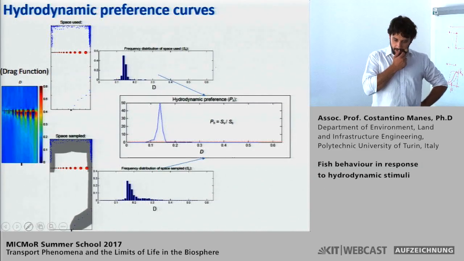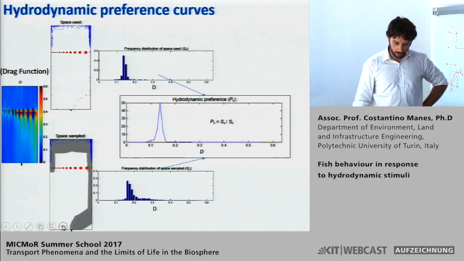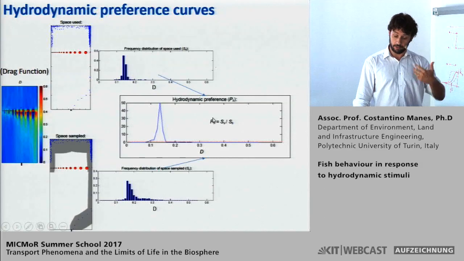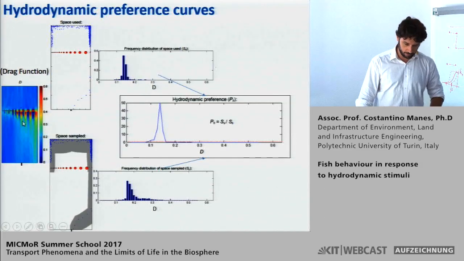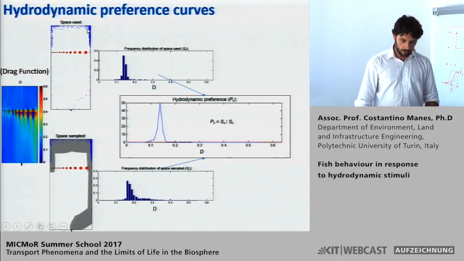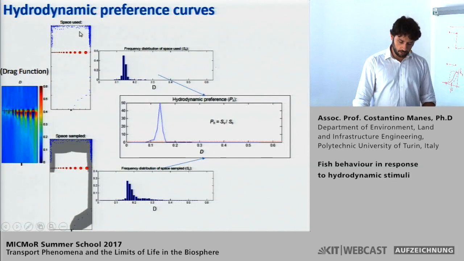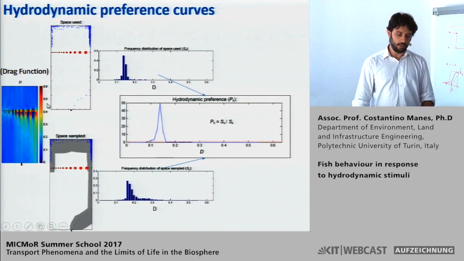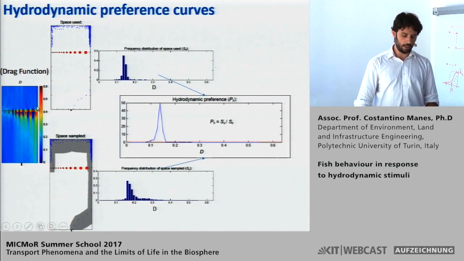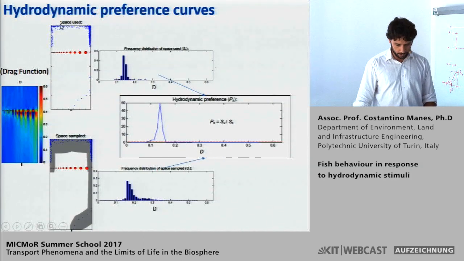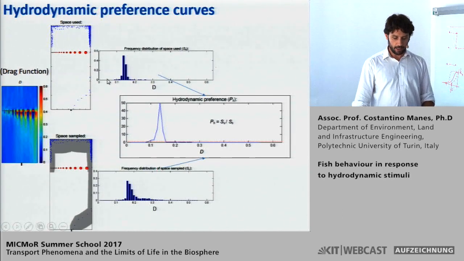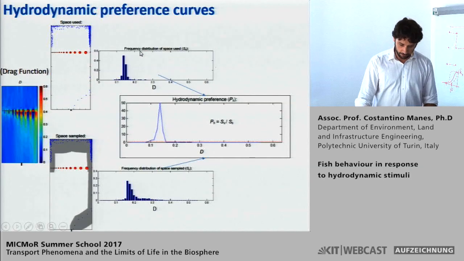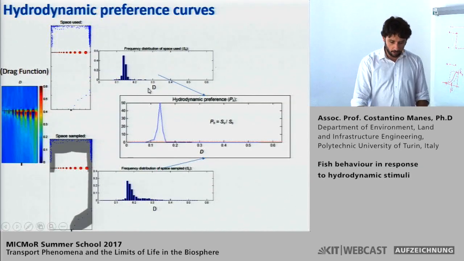Hydrodynamic preference, how did we define it? Essentially, by monitoring the space used, we took a hydrodynamic metric. Here I've taken as an example the drag function that we like a lot. We say, okay, this is the space that was used by the fish, and we have reported that in a frequency distribution plot.